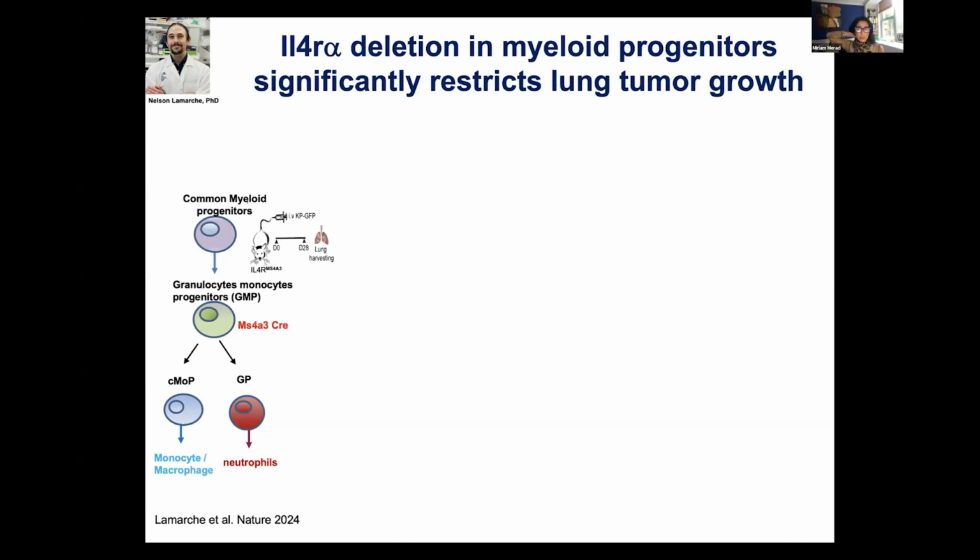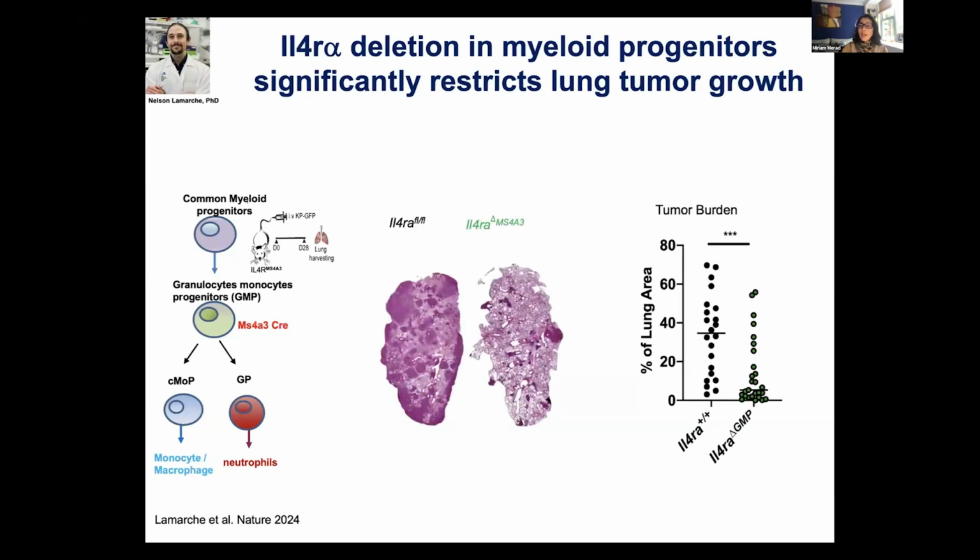And we found that it was only when we deleted IL-4 receptor from early myeloid progenitors in the bone marrow that we were able to see a significant anti-tumor effect on the same lung cancer model that I described earlier to you. Okay? So if we delete this IL-4 receptor early during myeloid progression, we saw a strong reduction of tumor progression. Okay, so this suggests that somehow these myeloid cells that were responding to IL-4 were contributing to tumor progression.